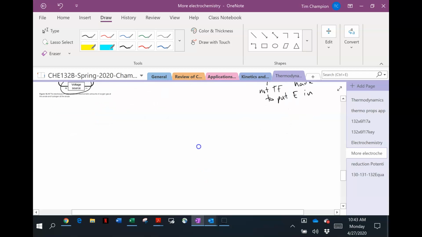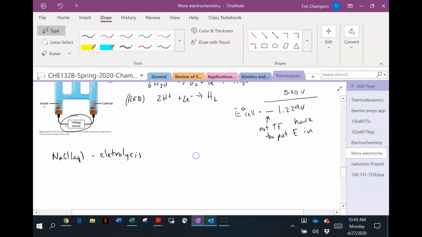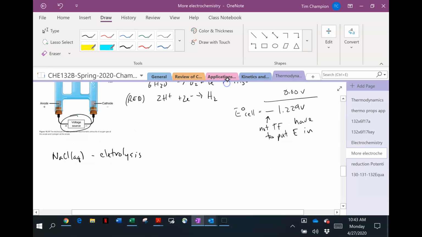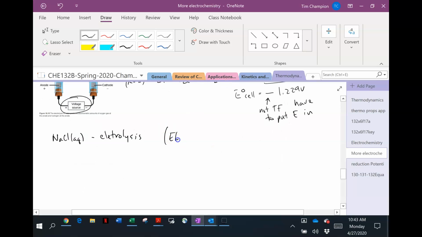Okay, now we're going to look at the case where I have NaCl(aq) and I do what's called an electrolysis. And again, this is an electrolytic cell. Now, let's just define that. Electrolytic cell means it's one of these ones where we have to put energy in to cause that reaction to happen.